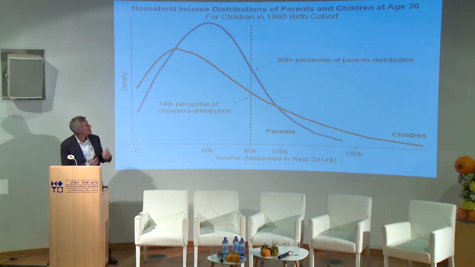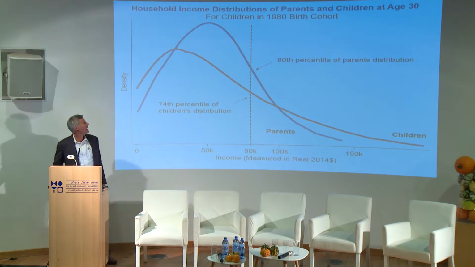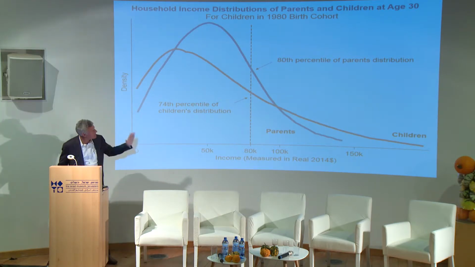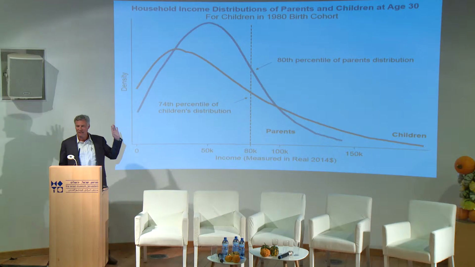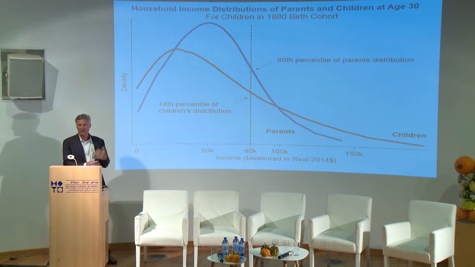And then if you look at the 1980 birth cohort, you see a spreading out of both distributions. And in addition, the distribution of children, the mean, didn't increase very much. So the 80th percentile of parents now lies above only 74% of children. So the bounds are going to be much wider. But this is of less concern because we actually know what the transition matrix looks like for this cohort.